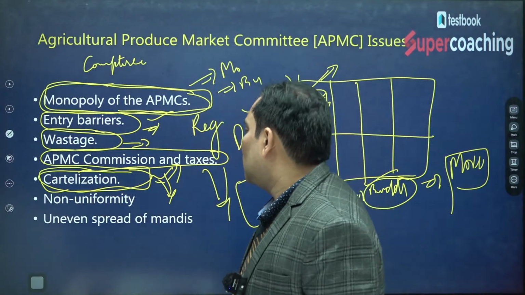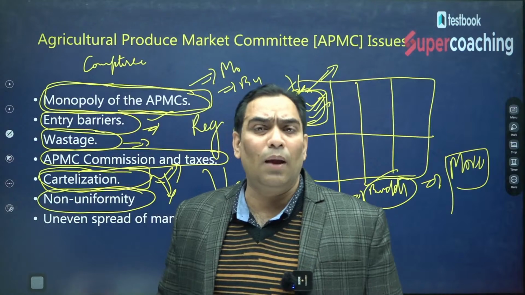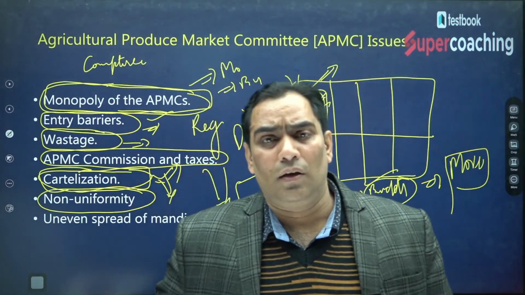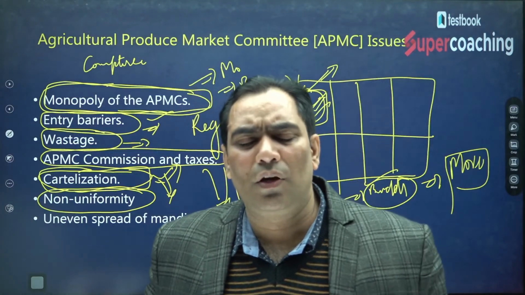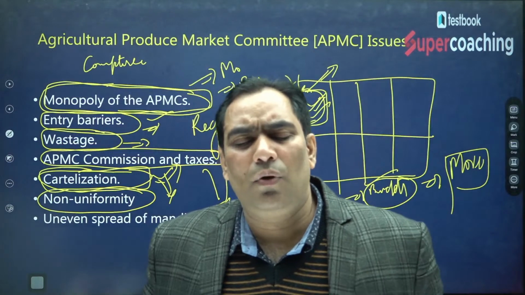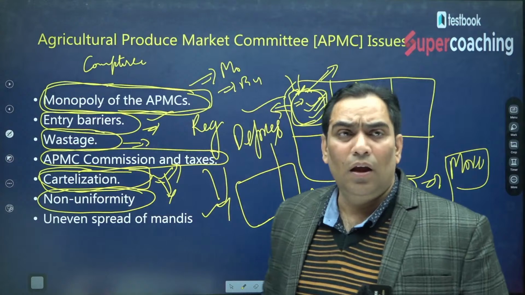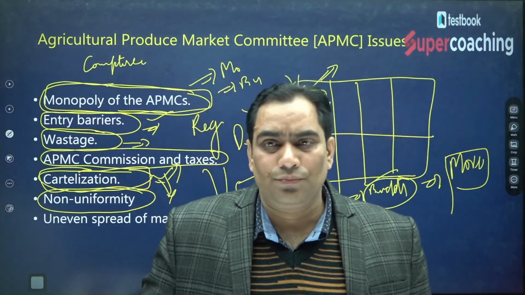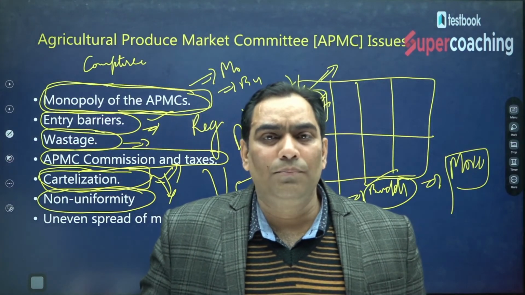Okay, not only this, there was non-uniformity of rules and regulations among different states. Not only this, uneven distribution. In some areas, it was more distributed, whereas in other places it was not. Okay, so there was uneven spread of mandis as well. So these were the problems of anaj mandis, okay, or APMCs.